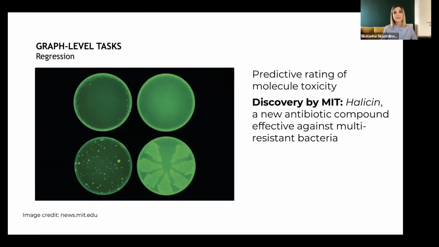They have discovered an antibiotic called halicin, which is basically a new antibiotic effective against some multi-resistant bacteria. And they were able to predict ratings of molecule toxicity. For those of you who are not familiar with regression versus classification: in classification, we predict some discrete values. In regression, we predict some numerical or continuous value.